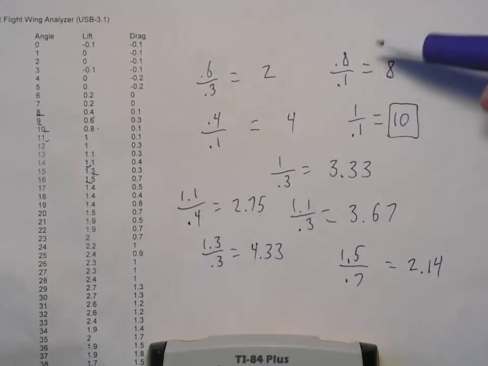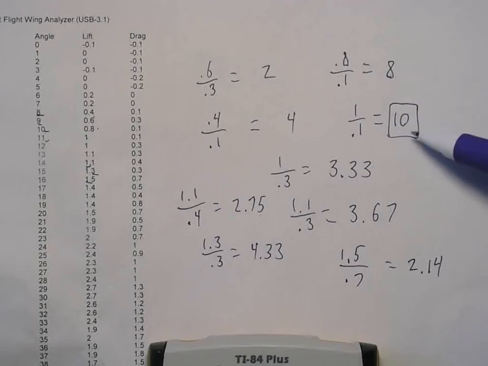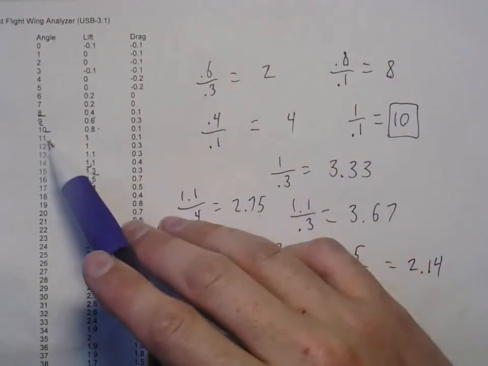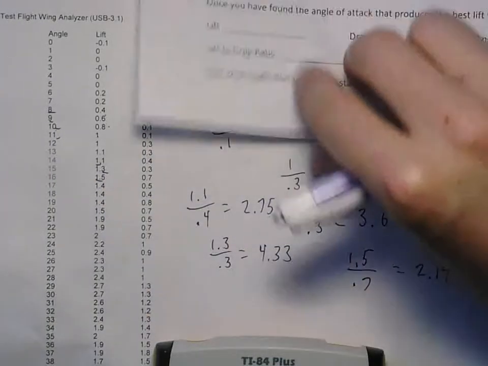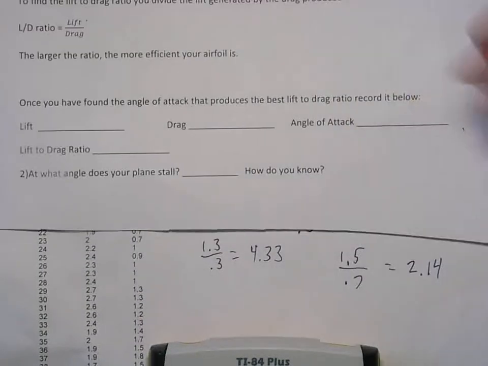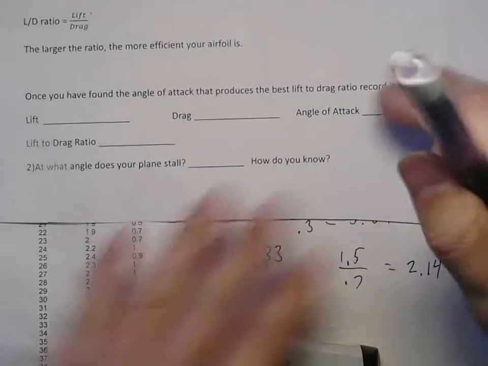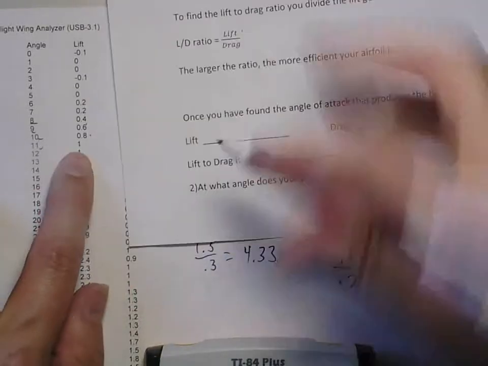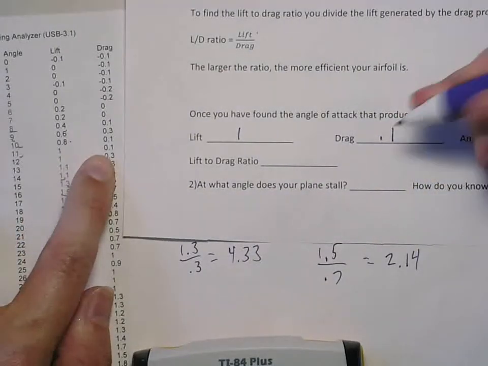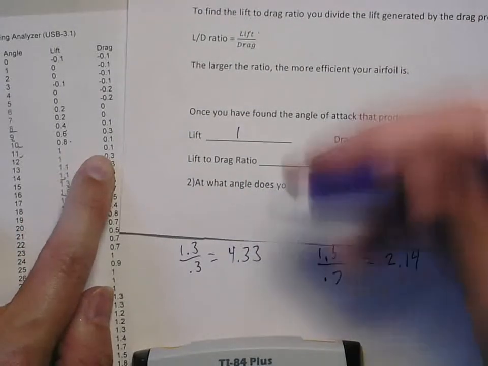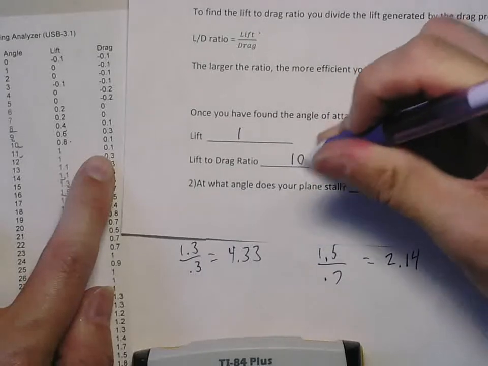And that means that the most efficient angle of attack for my airfoil was when the angle was at 11 degrees. So I'm going to go ahead and record that data down. So my angle of attack was at 11 degrees. At that point, at 11 degrees, the lift was 1 and the drag was 1/10. So my lift-drag ratio ended up being 10.